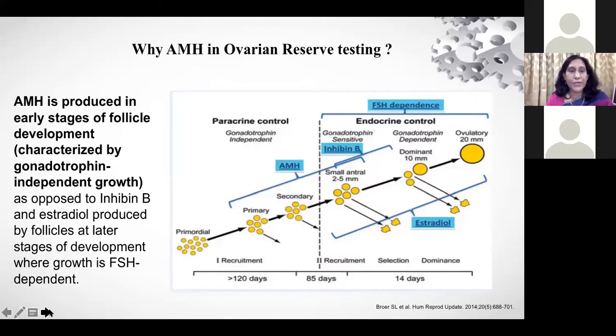Now, if we look into this diagram, AMH is produced by early stages of follicle development, which is characterized by gonadotropin independence. So it is not dependent on the gonadotropins. But other markers like estradiol and inhibin are actually produced by follicles at later stages of development, where growth is FSH dependent.